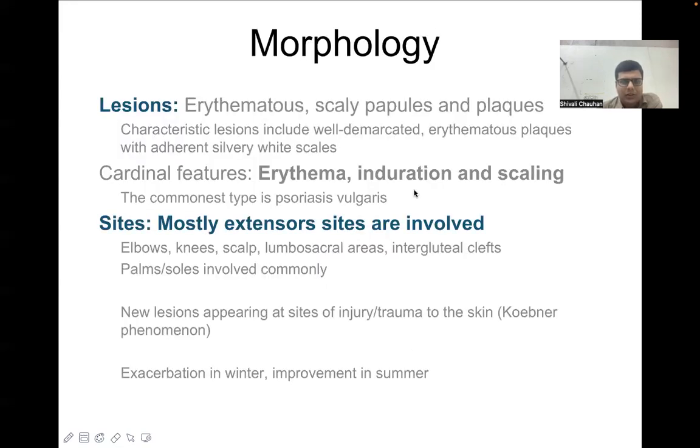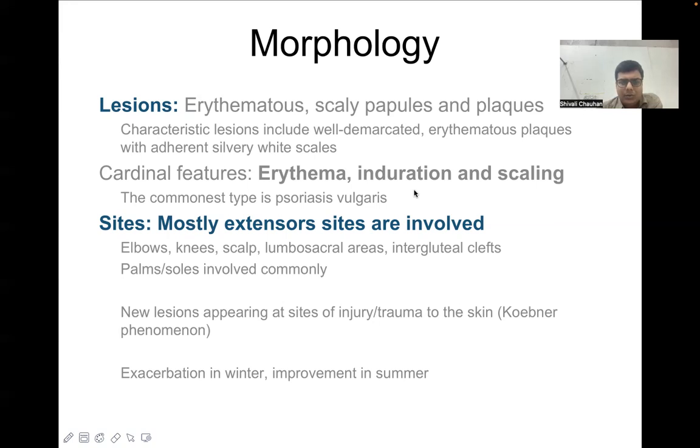So now going to the morphology of psoriasis. The lesions are erythematous, scaly papules and plaques. Characteristic lesions include well-demarcated erythematous plaques with adherent silvery white scales. Cardinal features are erythema, induration, and scaling. The most common type is psoriasis vulgaris.